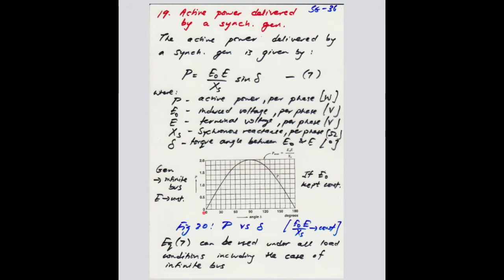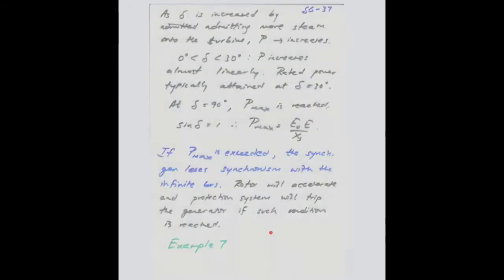So you will see that initially you have a linear increase in the power when you increase the torque angle delta, and obviously you reach a maximum power when your angle is at 90 degrees. So what happens is the sine of delta is 1, and hence the maximum power is given by this equation here, which is E naught times E divided by XS. So basically substituting sine of delta to be 1. All right.